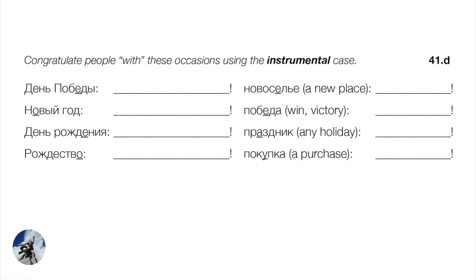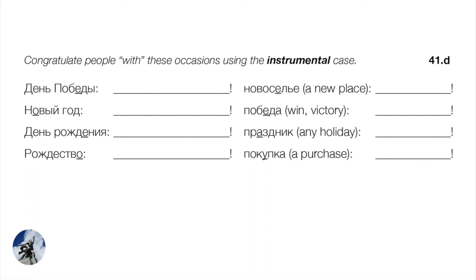or с победой, right? Congratulations on your win. With any holiday, с праздником, literally with holiday, happy holiday. Or congratulating someone on a purchase, for example, с покупкой. Okay, so I guess in theory you could use almost any occasion here following sa, as long as it makes sense.